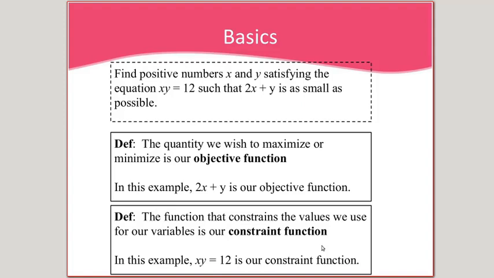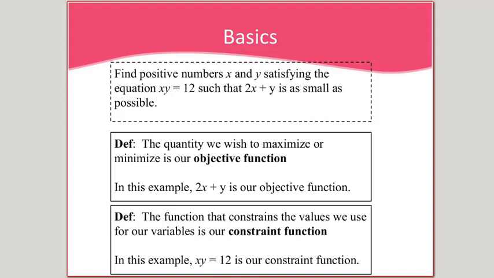So oftentimes our objective function has too many variables, and we can get them down to just one variable using our constraint function. It just relates the two variables or more variables in some way. So take a look at this example. We want to find positive numbers x and y satisfying the equation xy equals 12 such that 2x plus y is as small as possible. So our objective function is 2x plus y because that is what we're trying to minimize. And our constraint function is xy equals 12 because that's what relates x and y together.